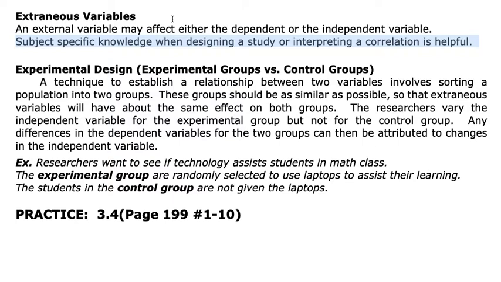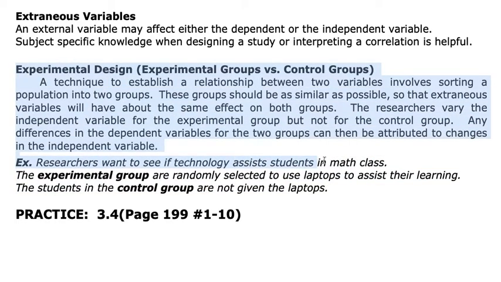So that being said, one technique that scientists use to rule out any external factors is by using a control group. So this is a process of completing an experiment which can be used to help establish causality. A technique to establish a relationship between two variables involves sorting a population into two groups. These groups should be as similar as possible so that extraneous variables will have about the same effect on both groups. The researcher varied the independent variable for the experimental group, but not for the control group.